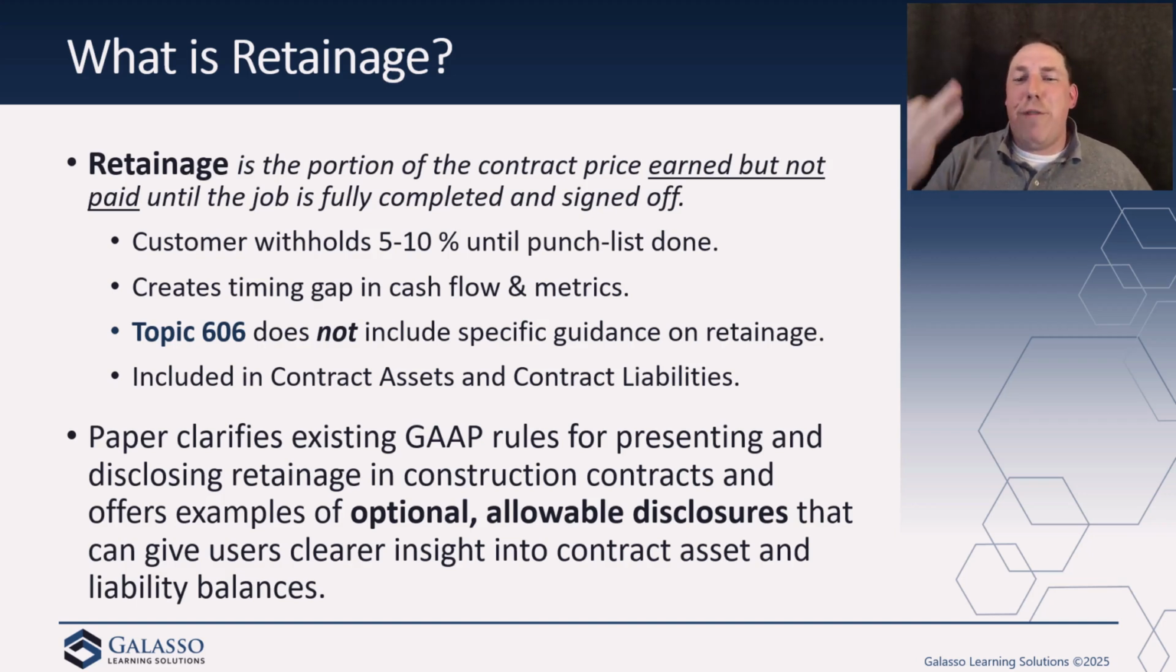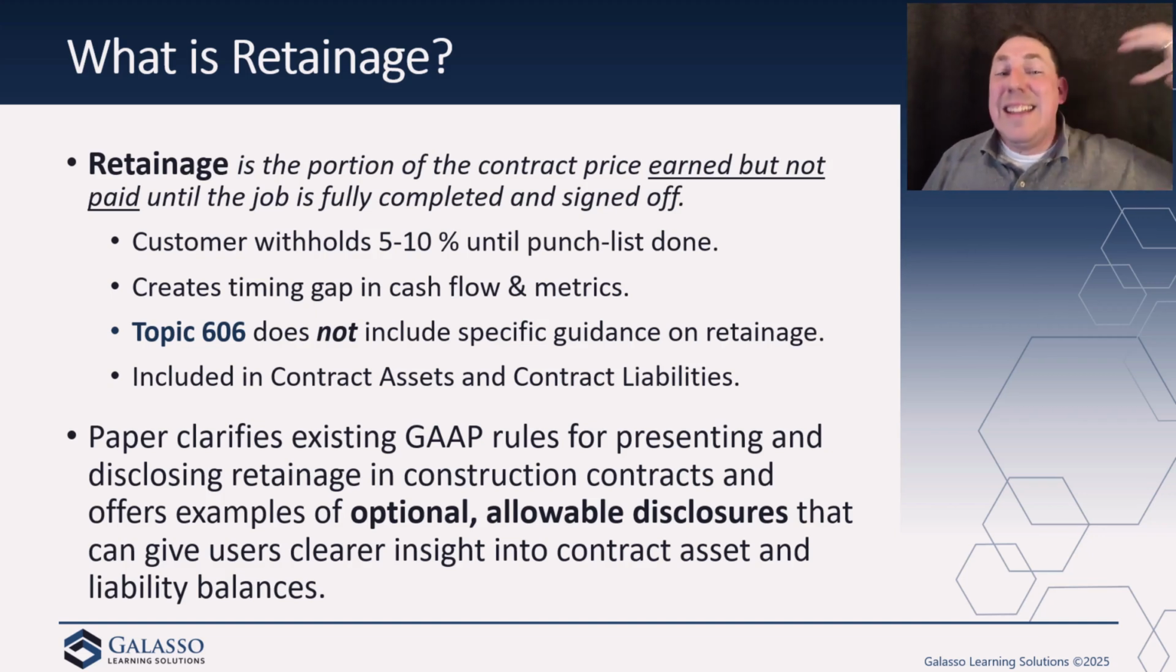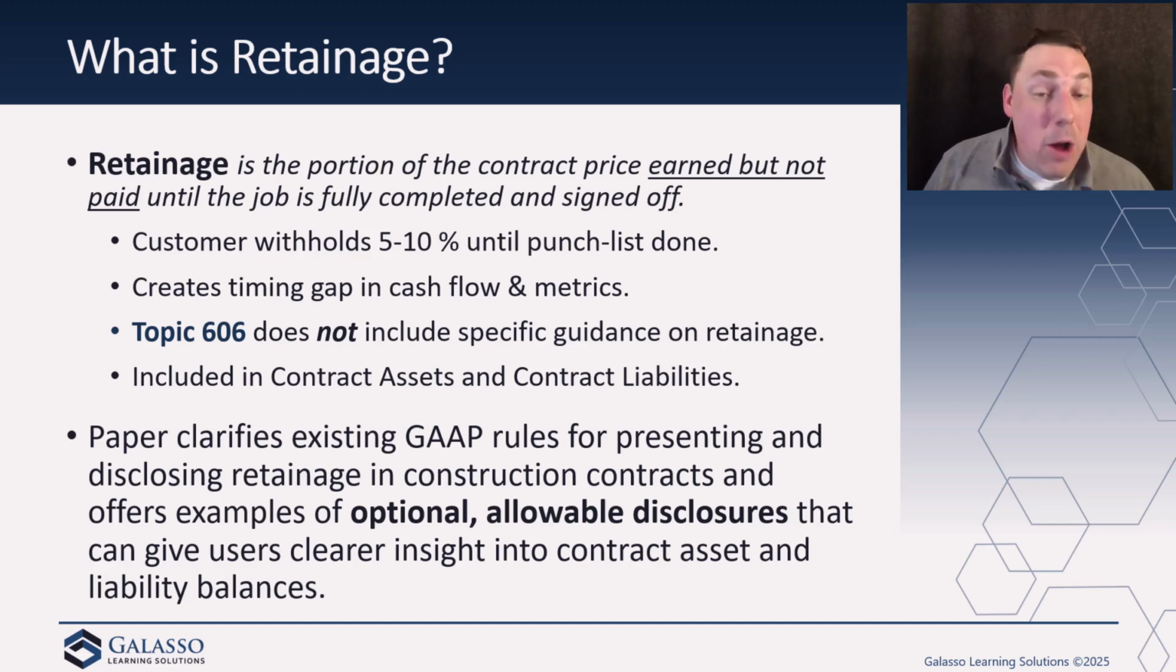So to help ensure follow through, construction contracts often include retainage, where a portion of the payment, typically 5 to 10%, is excluded. It's earned by the contractor, but withheld until the entire project is complete. Again, designed to motivate the contractor to stick it out until the end. Now, from an accounting standpoint, this creates time gaps in cash flow, gaps in timing of revenue recognition. And Topic 606 doesn't actually provide any specific guidance on retainage.